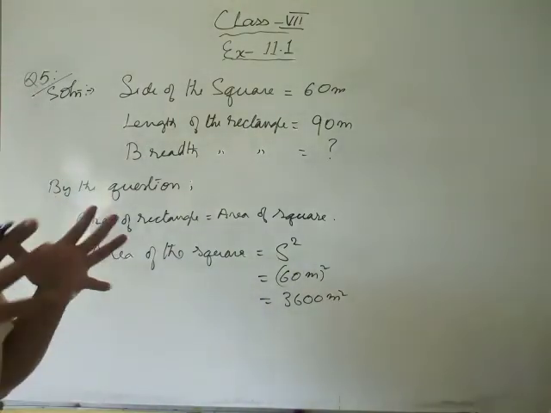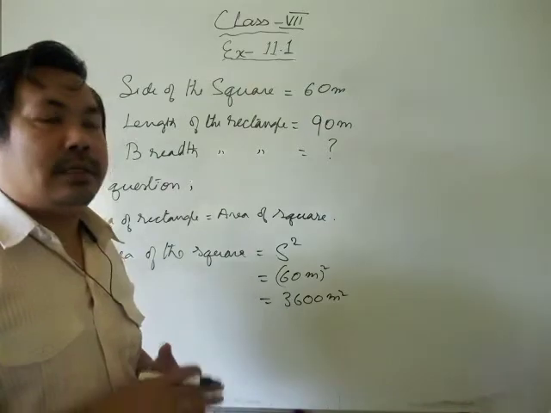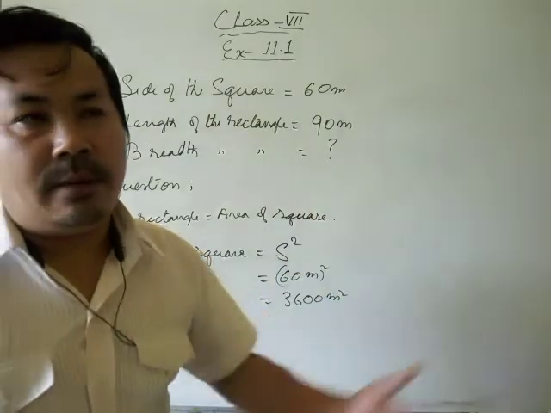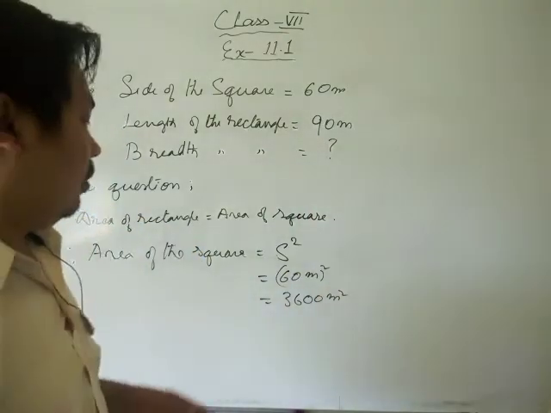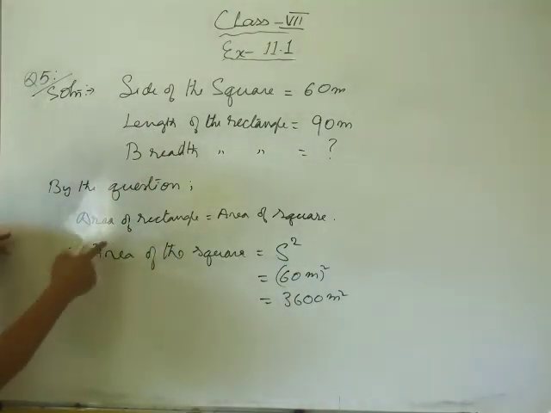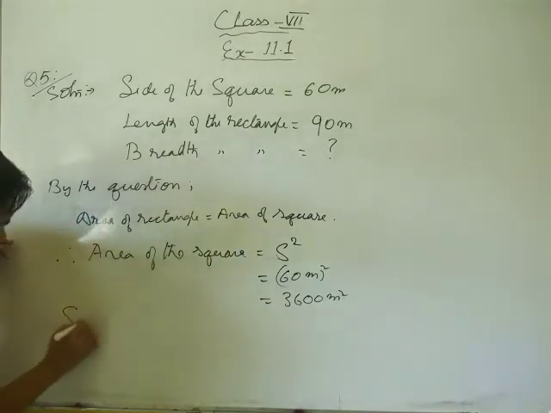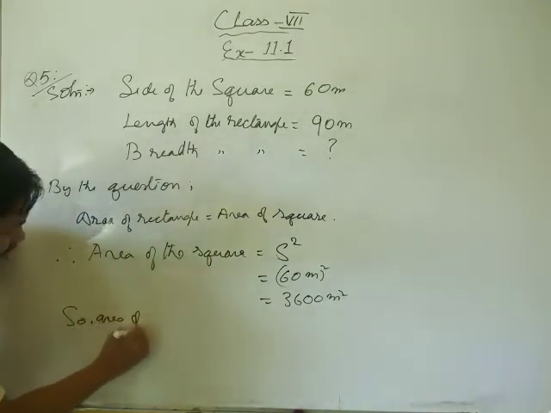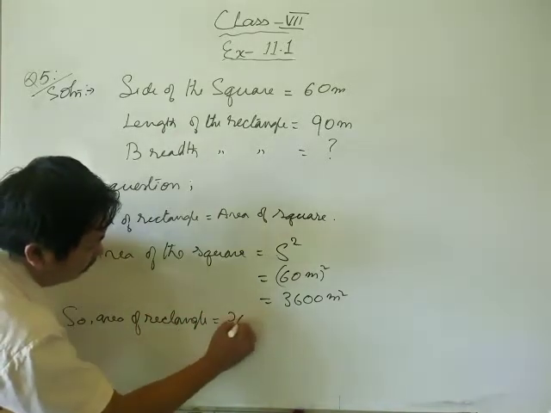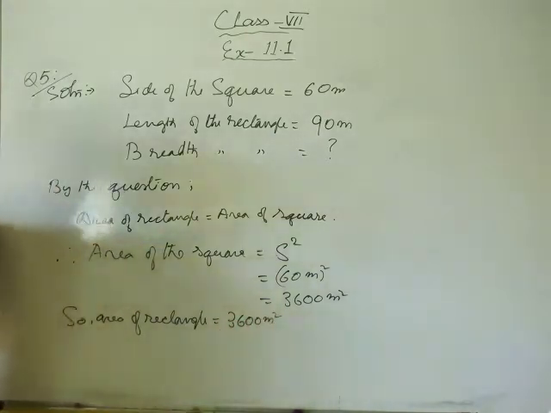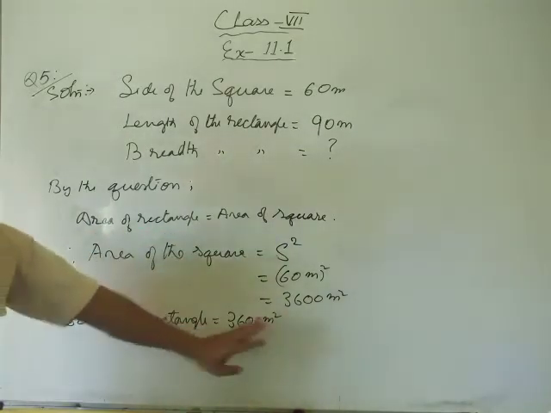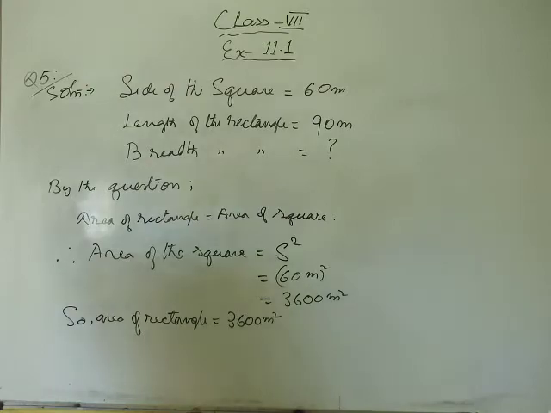If this area is the area of the square plot, okay, square plot, then this area will be the same as the area of the rectangle. Now what we are going to do is, therefore, we get the area of the rectangle is equal to 3600 meters square. Now we get it because it was given by the question. The question is saying the area of the rectangle is equal to the area of the square. So the area of the square is 3600 meters square, isn't it?